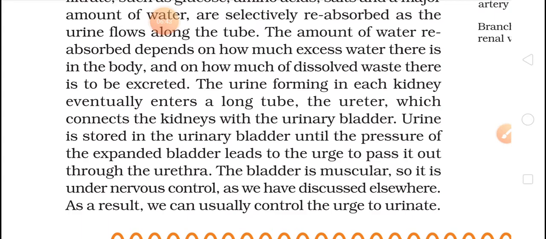out through the urethra. Okay, so when we want to urinate, at that time only it will expand and the urine will come out. A bladder is muscular, so it is under nervous control. Okay, it is muscle, so it should be controlled by something. And what is that something? It is the nervous system. Nerves will connect them. Okay, so as we have discussed elsewhere, as a result we can usually control the urge to urinate.